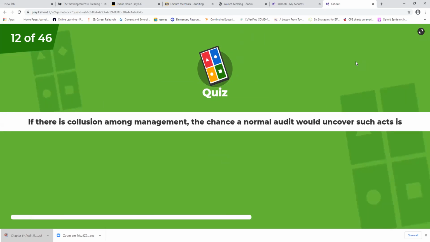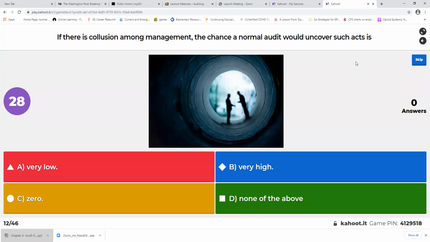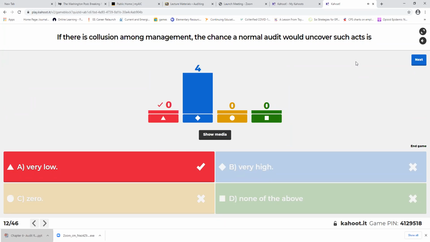If there's collusion among management, the chances of a normal audit uncovering such acts are what? Yeah, so collusion, where two or more people are acting together, makes it really difficult to capture that in a normal audit.